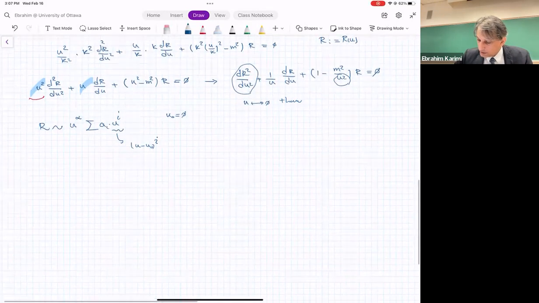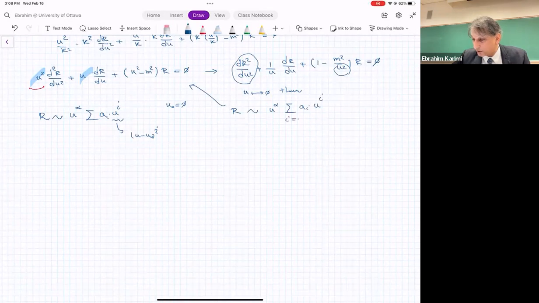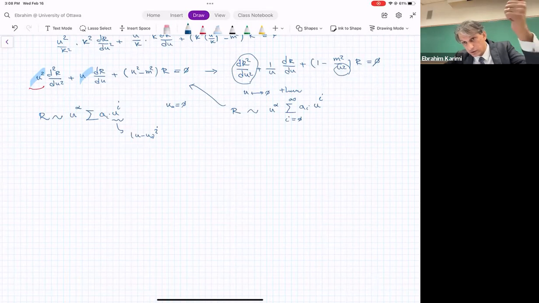But as we discussed, R, which is the solution to the above differential equation, can be expanded as u to the power of alpha times the summation of a_i u to the power of i, where i starts from 0 to infinity. Remember, it's important that the power series will be positive. Okay? It starts from 0, then 1, 2, 3, etc.